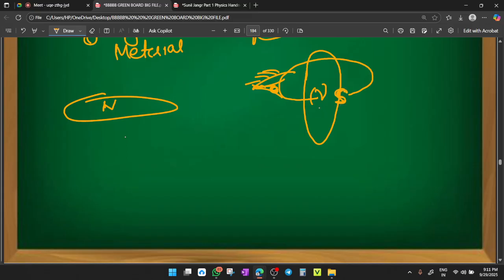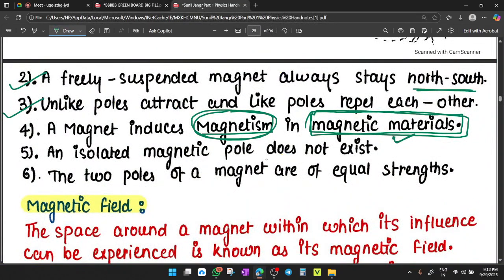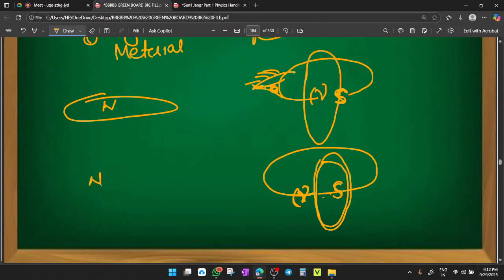Understood? It is difficult to draw this diagram because our laptop screens are 2D, so you can only imagine. If the pole from the left is north, then the other one will be south. So you cannot separate a magnetic pole. You cannot realize an isolated magnetic pole. So an isolated magnetic pole does not exist. It means where a north exists, definitely a south will exist.